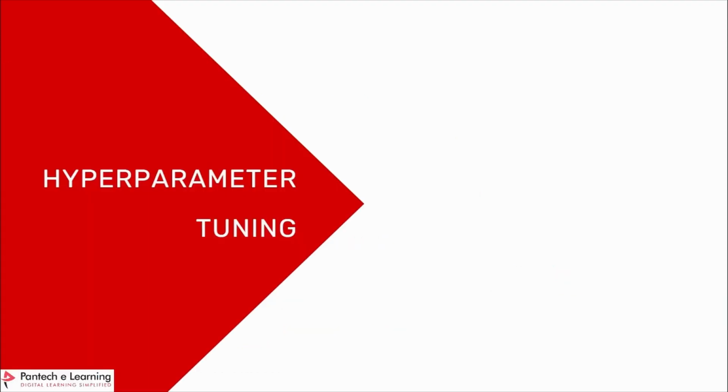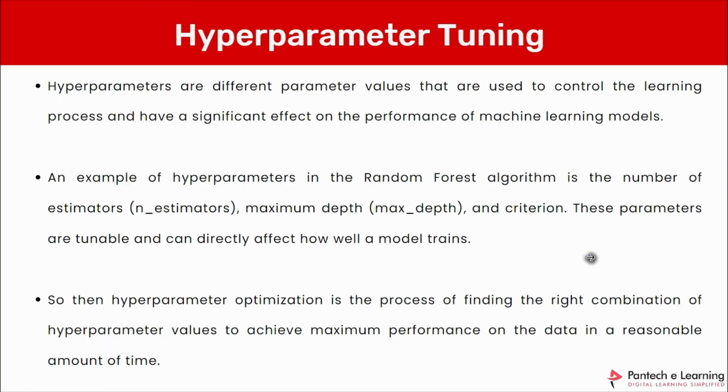Continuing with the next one, which is hyperparameter tuning. Hyperparameters are different parameter values that are used to control the learning process and have a significant effect on the performance of a machine learning model. Before going into that, you know what a parameter is, right? We have seen functions. When we saw functions, we defined some parameters and some arguments were passed.